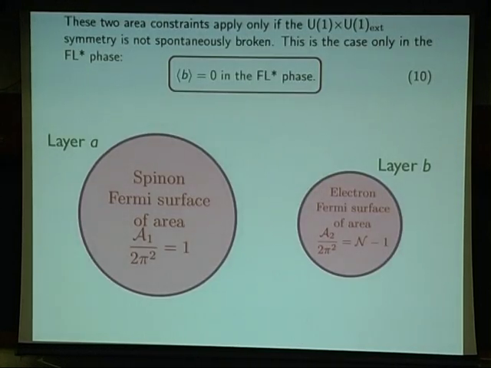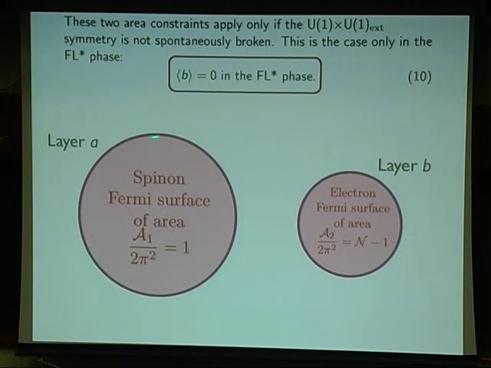So the FL star state has two Fermi surfaces whose areas are separately conserved. There's the area of the top layer, which is exactly what you expect, and now I have the correct place, N minus 1. And then there's a Fermi surface on the bottom layer too, but it's a spinon Fermi surface. It has area 1 because of lattice effects, but in the field theory, this could be anything. And this would be changed correspondingly.